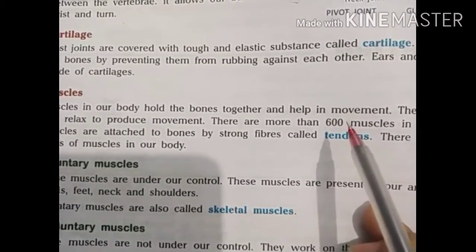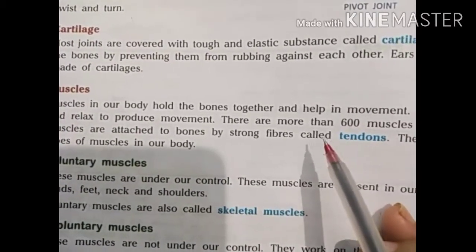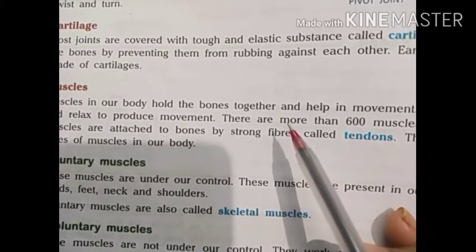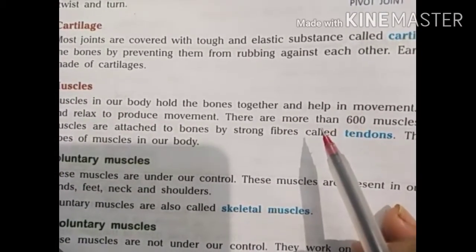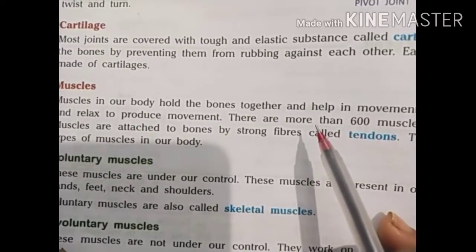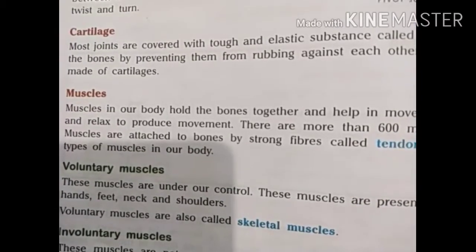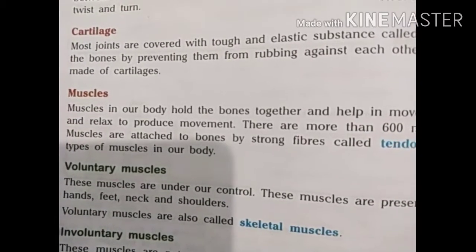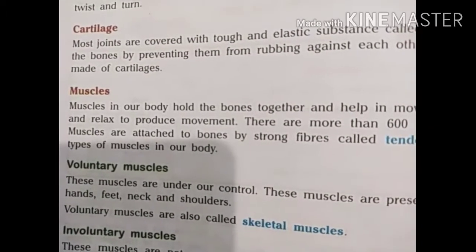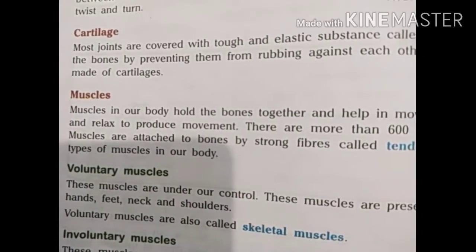Muscles always work in pairs. They hold our bones together, and with the help of muscles, we move from one place to another. They contract and relax. Contract means they squeeze, and relax means they spread out.